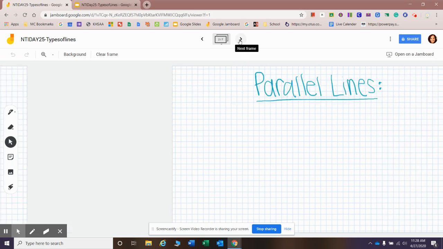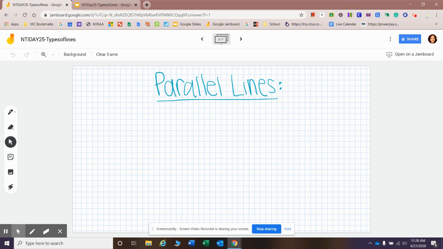So let's get started. The first type of lines, and we have looked at this over and over since the beginning of school, parallel lines. Now, when we're talking about lines, the most important thing that you need to know is that lines keep going. In a shape, they end up being closed, so it's hard to visualize it, but lines go on forever and ever and ever.